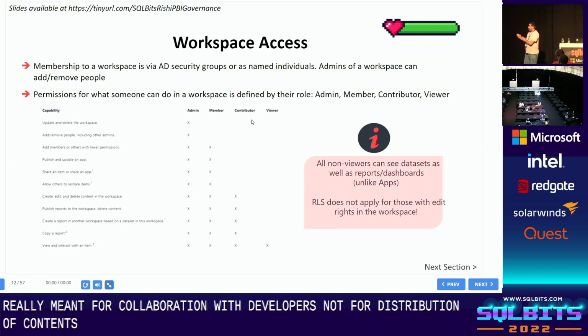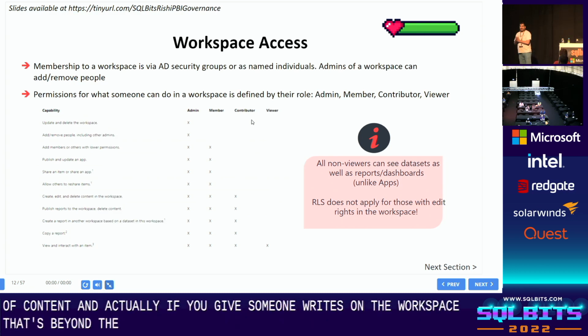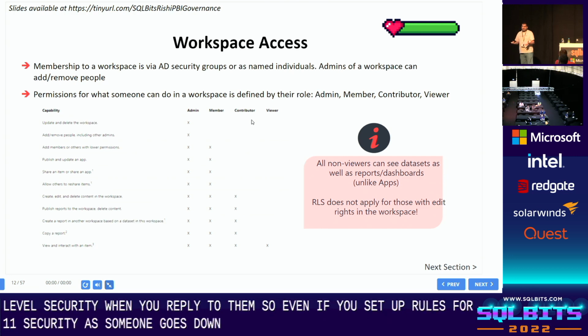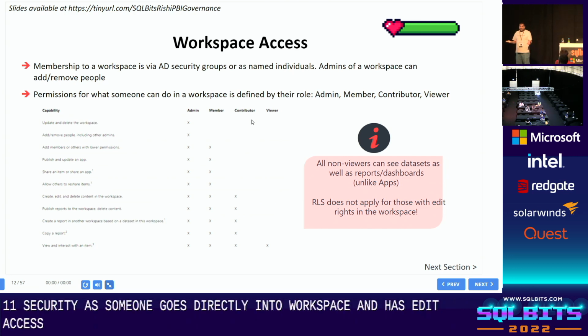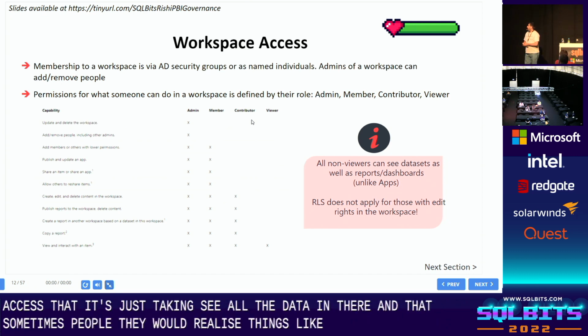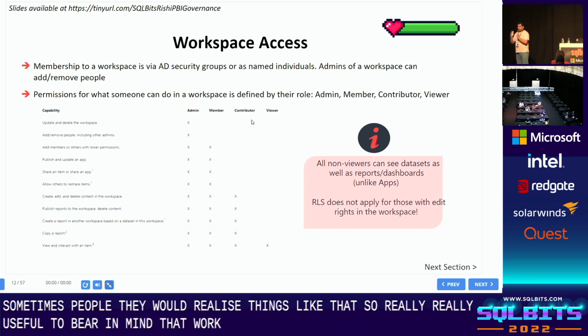And actually, if you give someone rights on the workspace that's beyond a viewer role, so anything with edit rights, row-level security won't even apply to them. So even if you've set up rules for row-level security, if someone goes directly into a workspace and has edit access, they're going to see all the data in there. Sometimes people don't even realize things like that. So it's really useful to bear in mind that workspaces are those collaborative efforts.